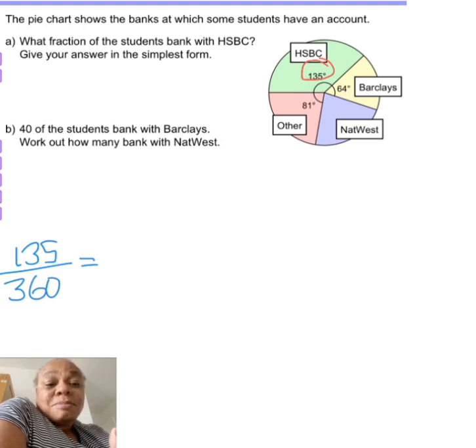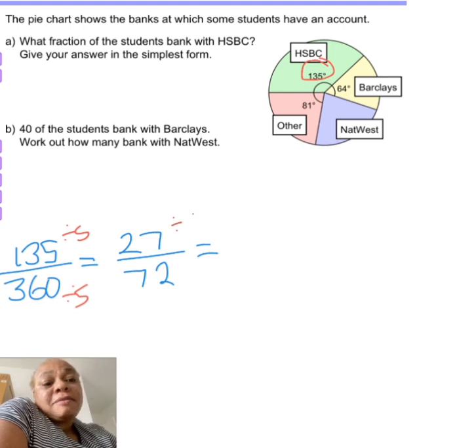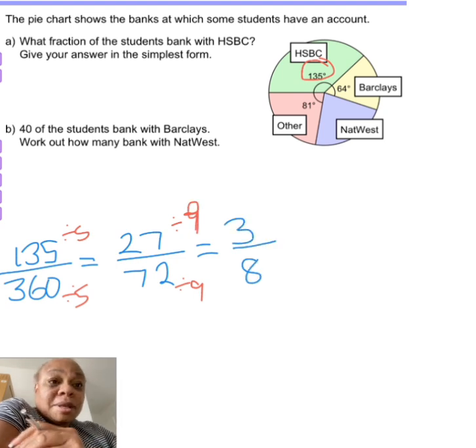If I divide both top and bottom by 5, what I will get is 27 out of 72. And then I'm going to divide both top and bottom by 9, and what I will get is 3 out of 8. So that's the answer. That's the simplest form. So the fraction of those who bank with HSBC is 3 out of 8.